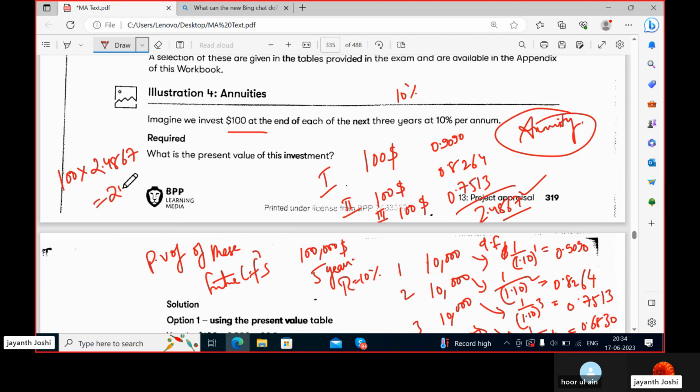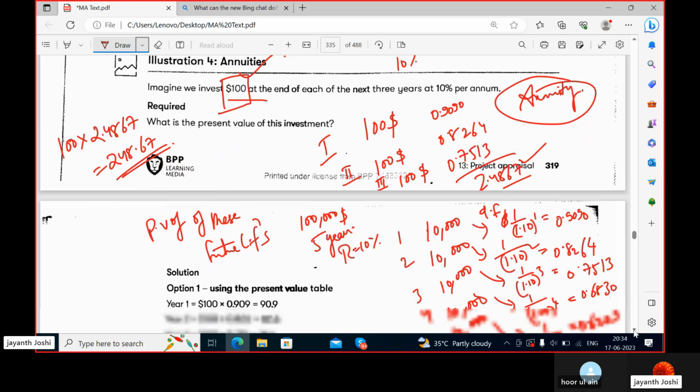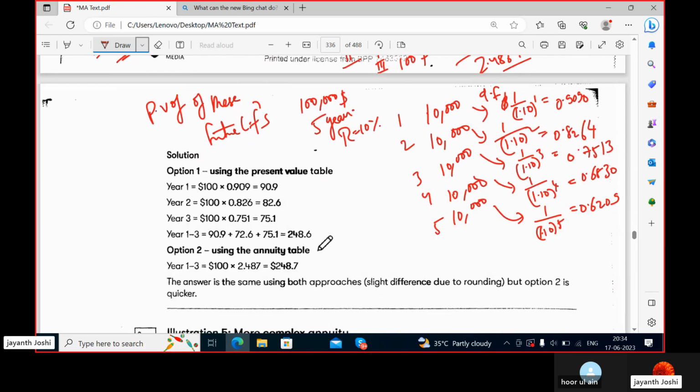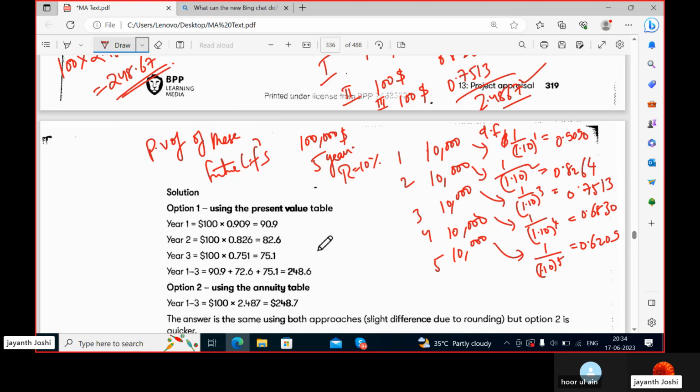We get 248.67, and this is your present value when you are investing these payments of $100 every year, which are the same amounts. Okay, and you can see the answer as well, 248.6, which I gave you here. Fine. Now let's move forward.